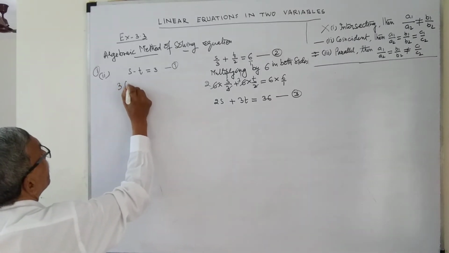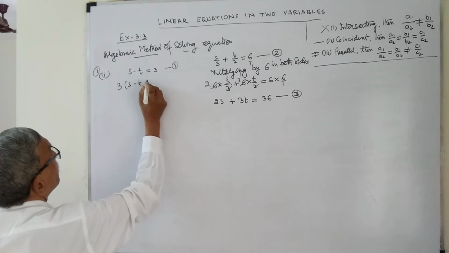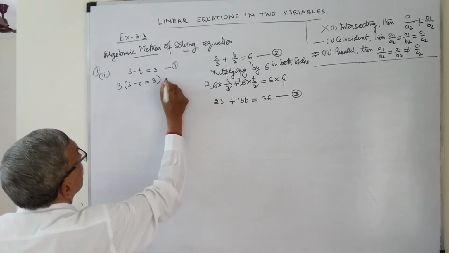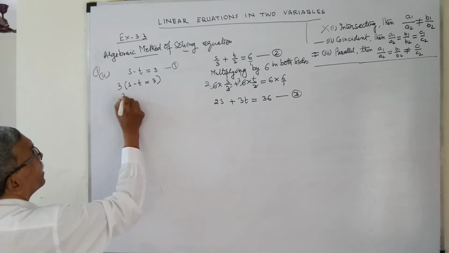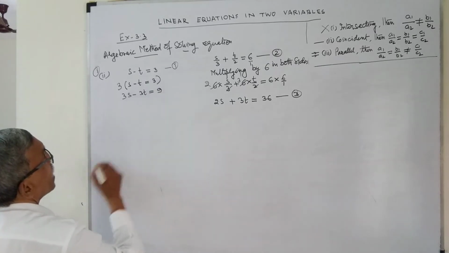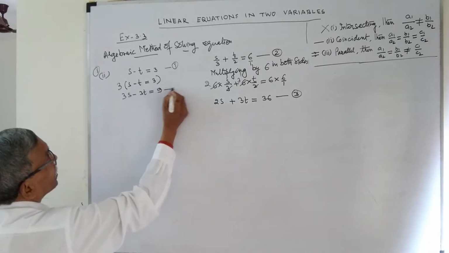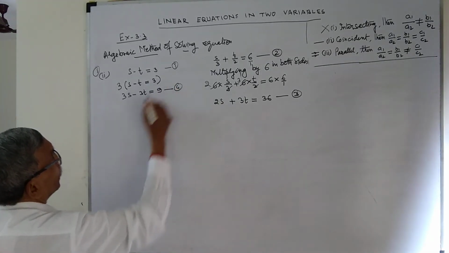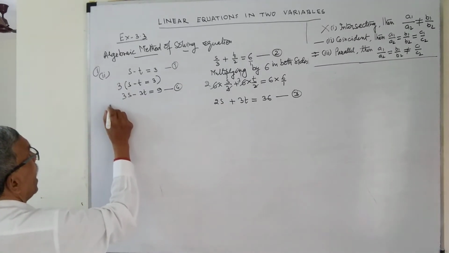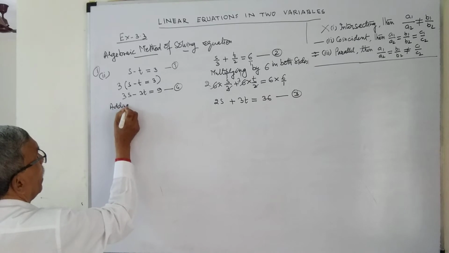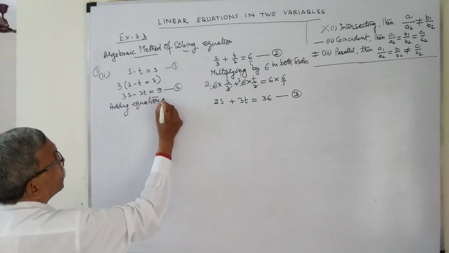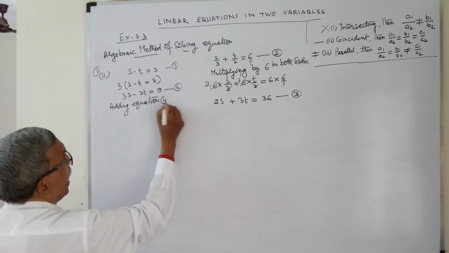So you can write s minus t is equal to 3 and we multiply this. So it will be 3s minus 3t is equal to 9. So this is our equation 4. Now we will add equation 4 and 3.